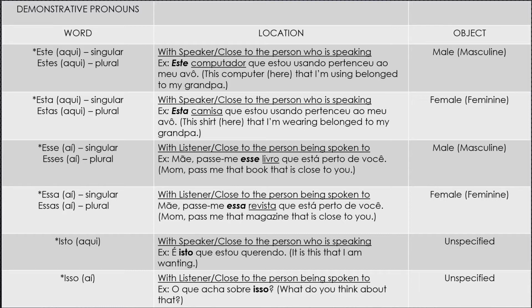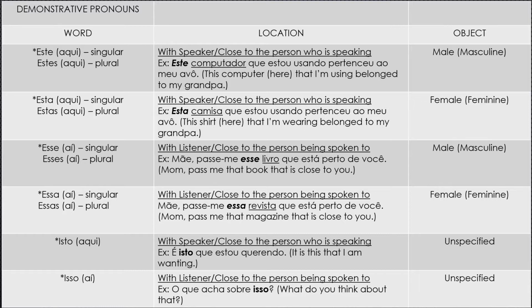Now, if the object is a feminine word and it's singular, then you use esta. And if it's plural, you use estas. Again, this is with the speaker or close to the speaker or the person who's speaking. So, example: Esta camisa que estou usando pertenceu ao meu avô. This shirt here that I'm wearing belonged to my grandpa.